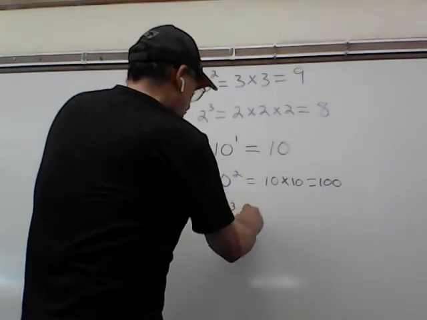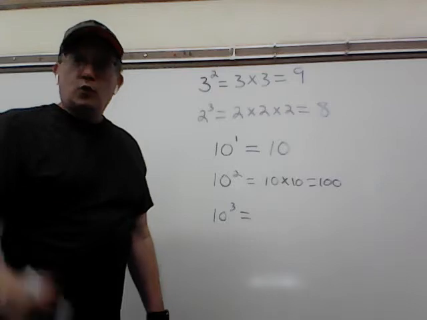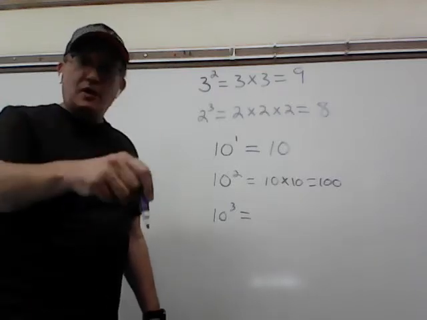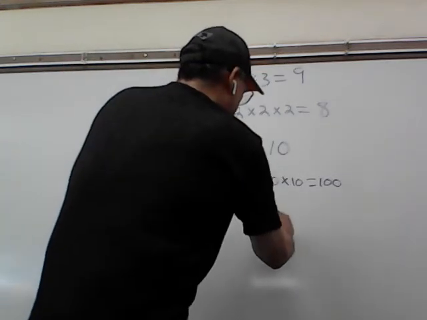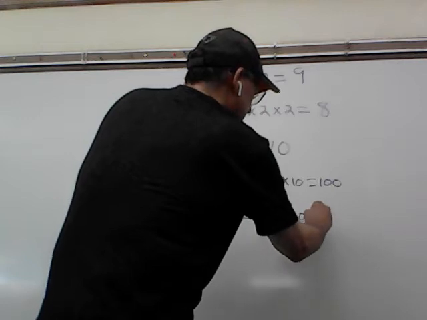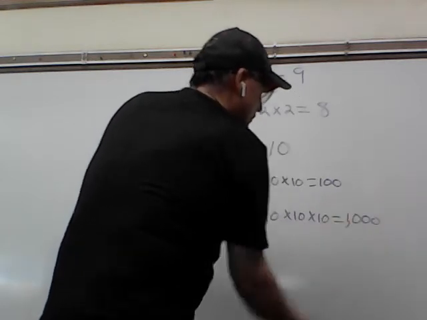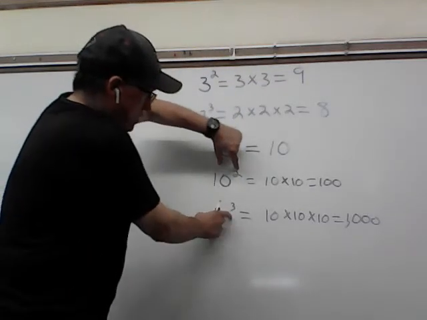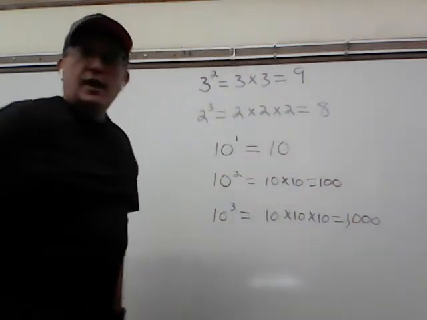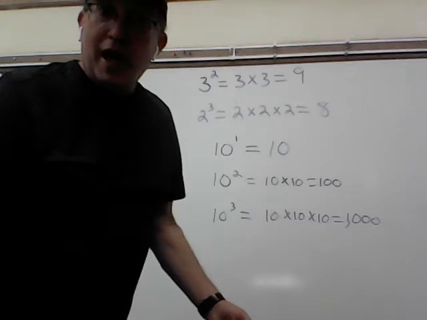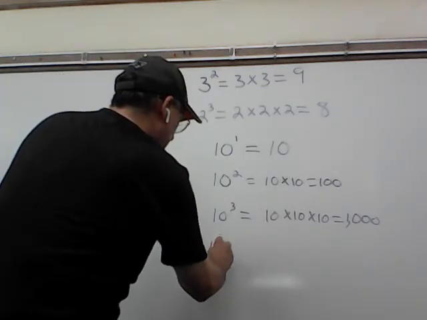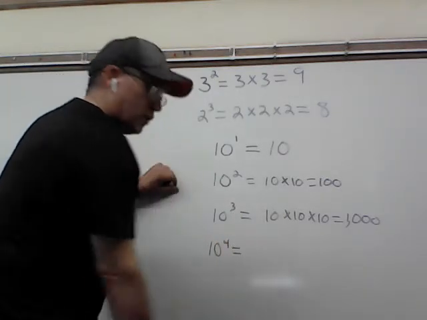10 to the 3rd power. What does that mean? The 3 tells us to multiply 3 10s together. 10 times 10 times 10. And of course that's 1,000. So look over here and look at the result and see if you can notice a pattern. I'll do a couple of more. 10 to the 4th power.